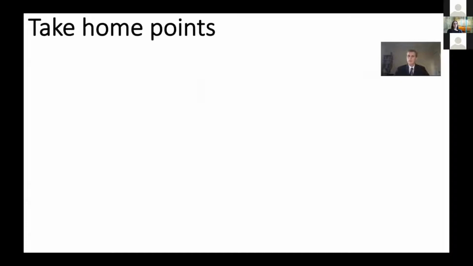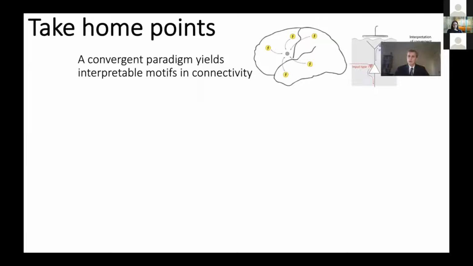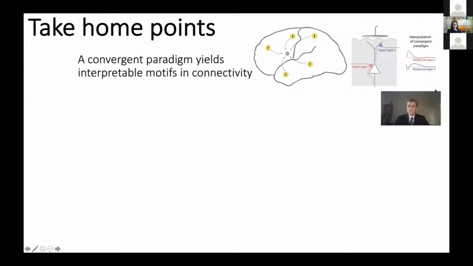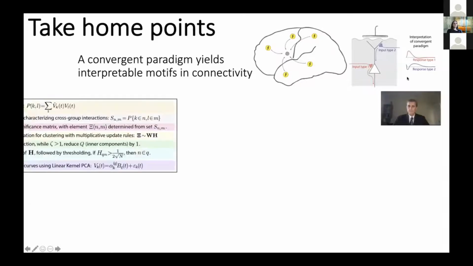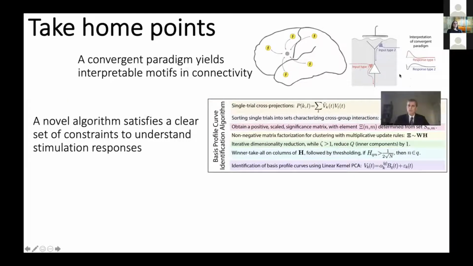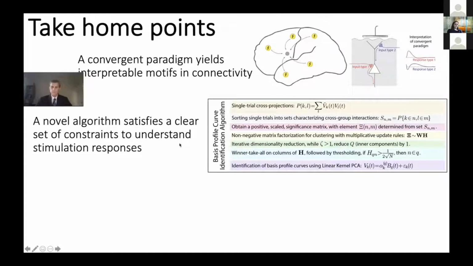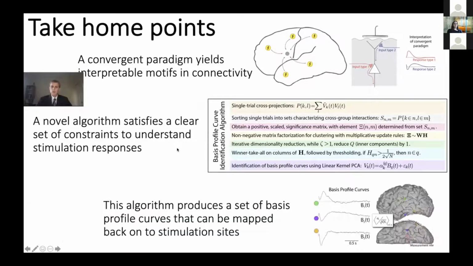So the take-home points from this work is that a convergent paradigm yields interpretable motifs in connectivity. This algorithm that we developed to identify basis profile curves satisfies a clear set of constraints, and it gives us something concrete that we can use to understand the responses that are produced at a given site by stimulating elsewhere in the brain. That's these basis profile curves.